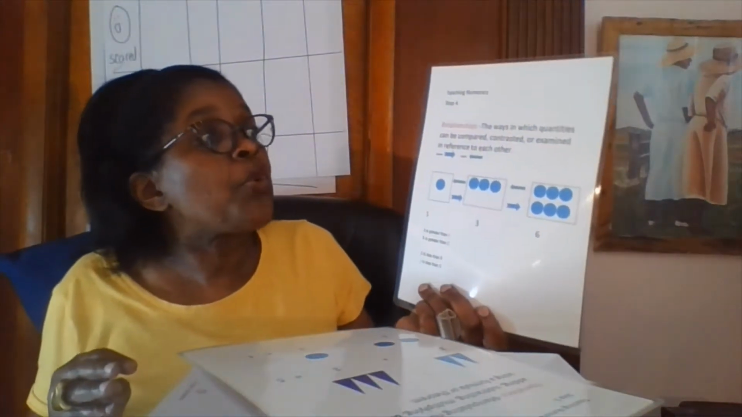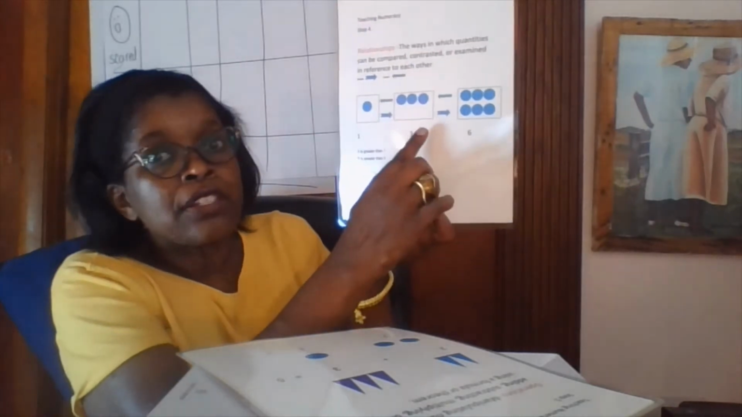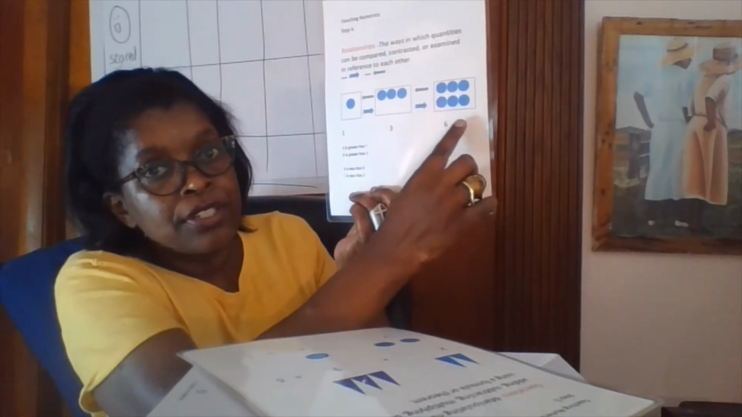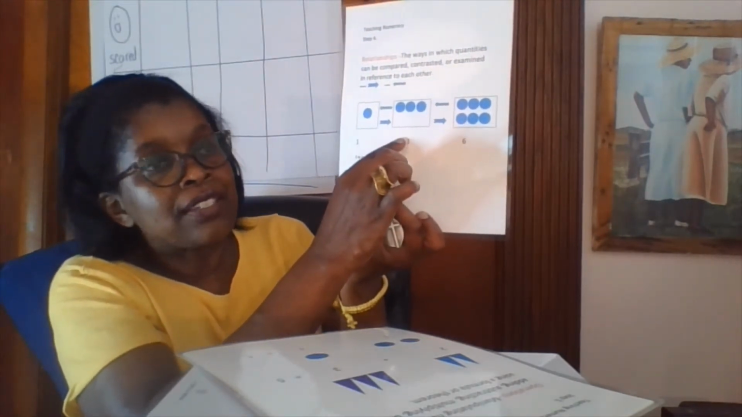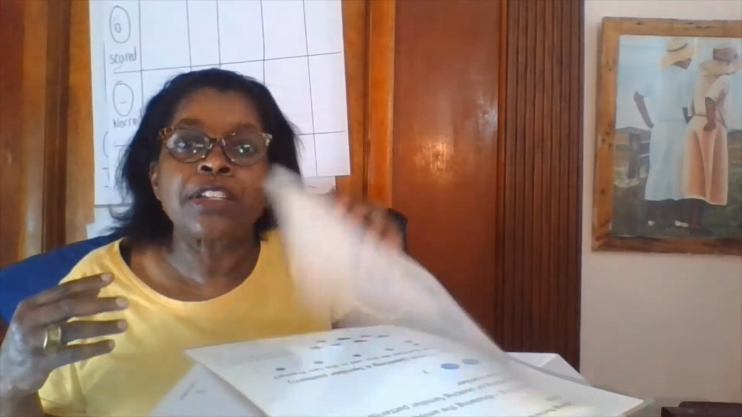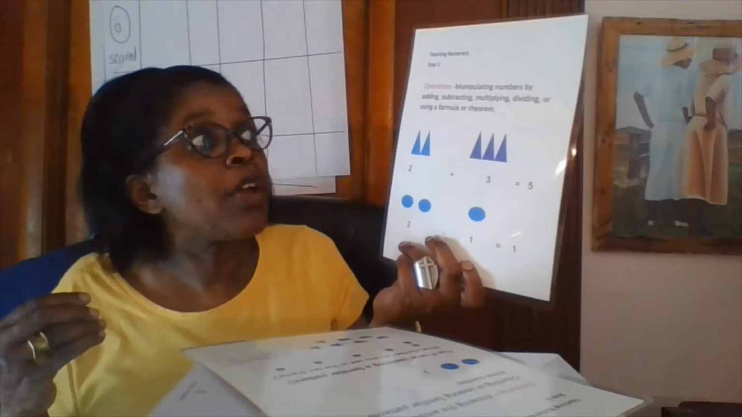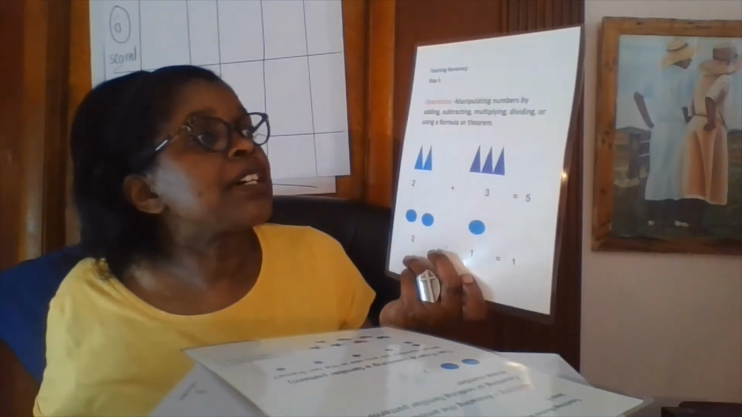The ways in which quantities can be compared, contrasted, and examined. For example, we know that 1 is here, but 3 is larger than 1, and 6 is larger than 3. But if we go backwards, we know that 3 is less than 6, and 1 is less than 3. I hope that's right. And once we know the relationships of numbers, we can apply and manipulate those relationships with operations. Okay, manipulating numbers with adding, subtracting, multiplying, dividing.